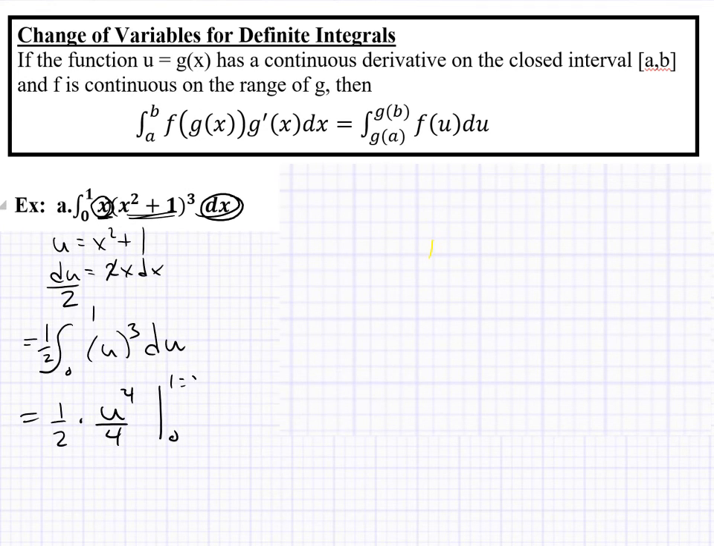But then I have the 0 to 1. But remember, these are x values. And this is the problem. This is a u. I can't plug these in yet. What I have to do is what we would normally do, which is go back to x.